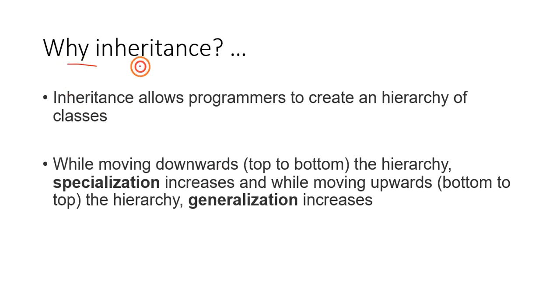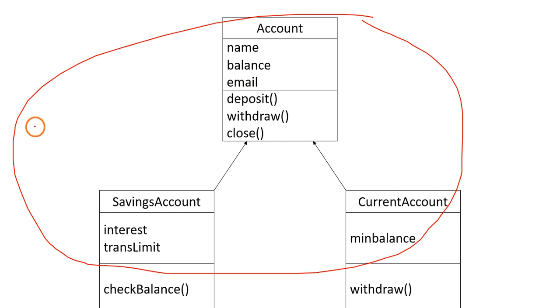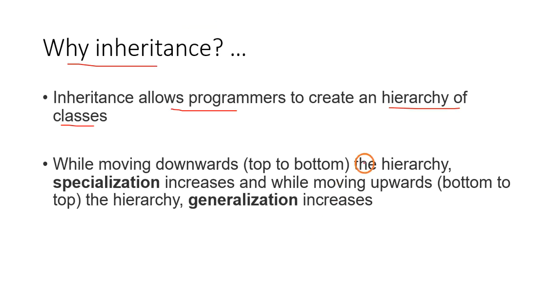Now why do we need inheritance? We use inheritance in programs because it allows programmers to create a hierarchy of classes. So what is a hierarchy? This is the hierarchy. All of you know that hierarchy means a tree. There is a root node and there are child nodes. So one thing is it allows us to create a hierarchy of classes.